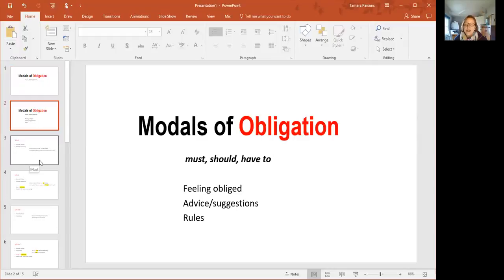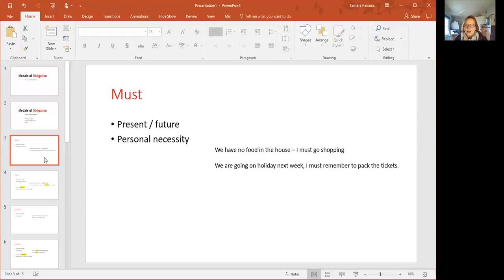So the first one we'll look at is must. Must we can use in the present and in the future, okay, but it's still the same word. So we can say, we have no food in the house, I must go shopping. Now we can say, I'm going shopping now, or I must go shopping tomorrow. Doesn't matter, okay, present or future. But we use must to talk about personal necessity. So it's something that the person who is speaking thinks is very important.